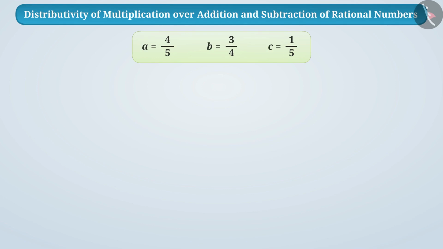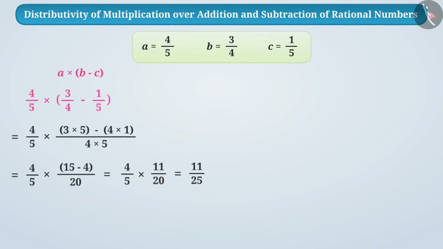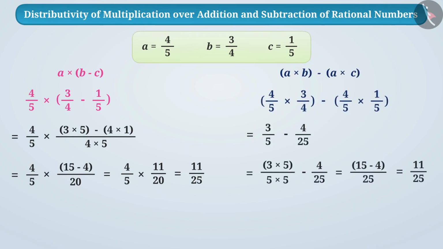Now you can find the result by placing the values taken in the place of a, b, c in a multiplied by (b minus c). Now you can find the result by placing the values taken in the place of a, b, c in a multiplied by b minus a multiplied by c. Did you get the same result in both cases? What does this tell you? Think.